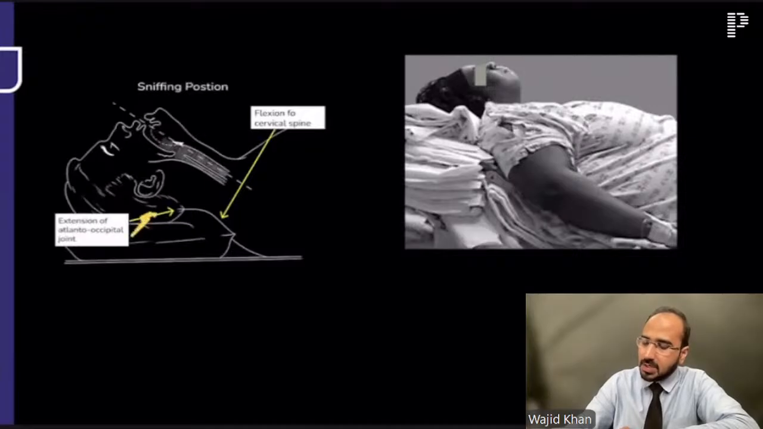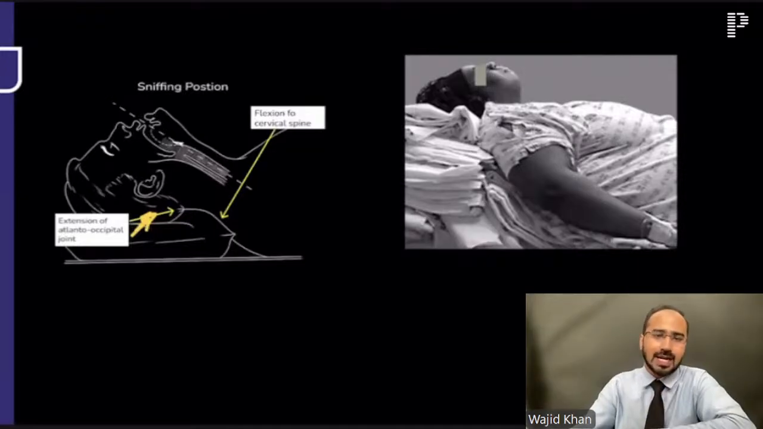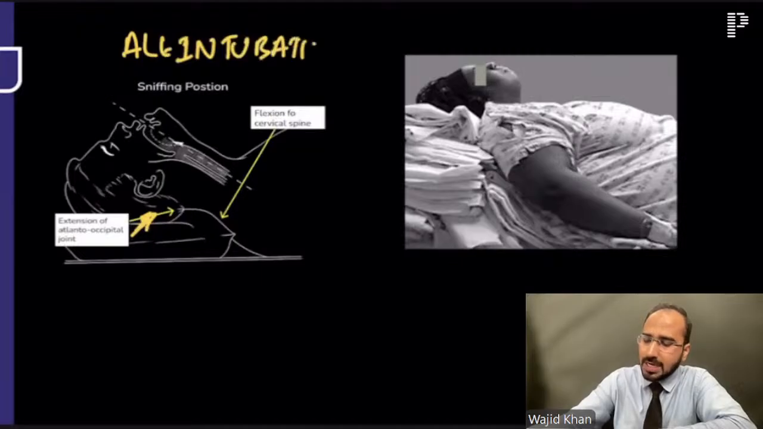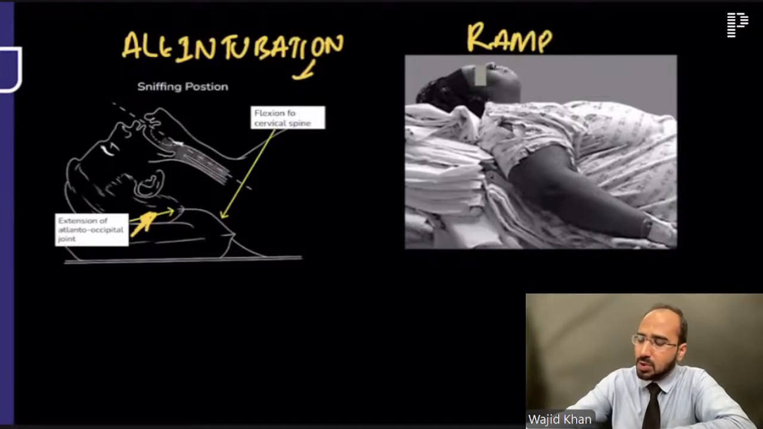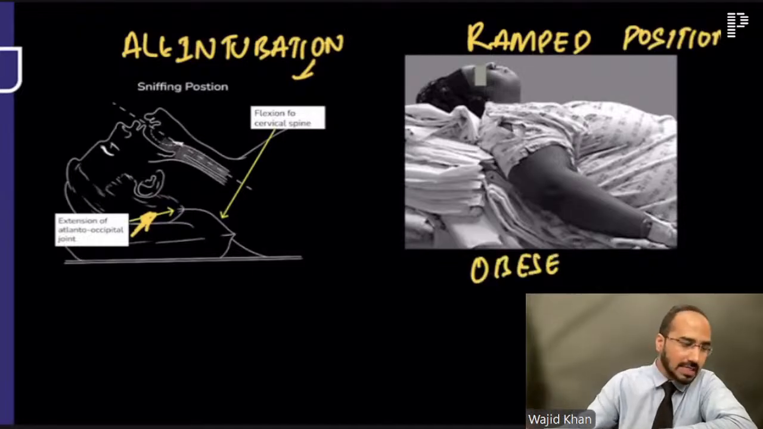Extension at the atlanto-occipital joint and flexion at the cervical spine, so that the oral and pharyngeal axis is at the correct line and you can easily see the vocal cords. But remember, this position is used for all intubation cases except obese. But for obese patient, you have to use ramped up position. Then only you can see the vocal cords easily.